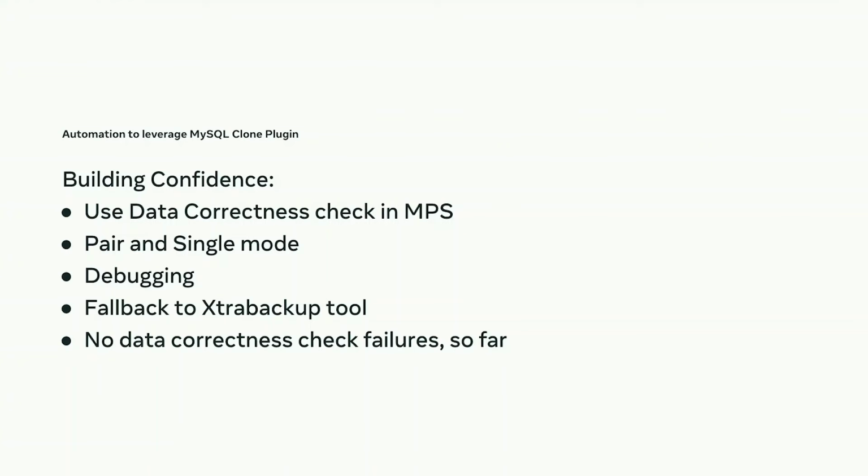So there are two forms of data correctness that we perform. One is a pair mode data correctness, which is comparing data between the donor, where the data was copied from, and the recipient, where the data is copied to. If you have used PT table checksum, this is how it functions. It's just an internally written tool for something similar.